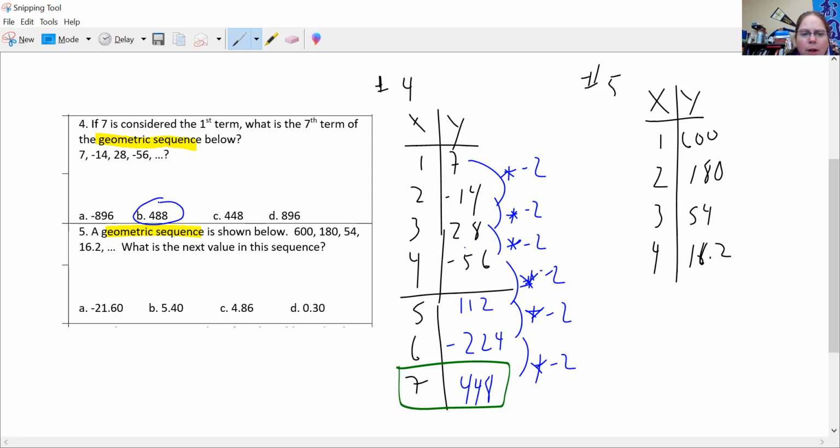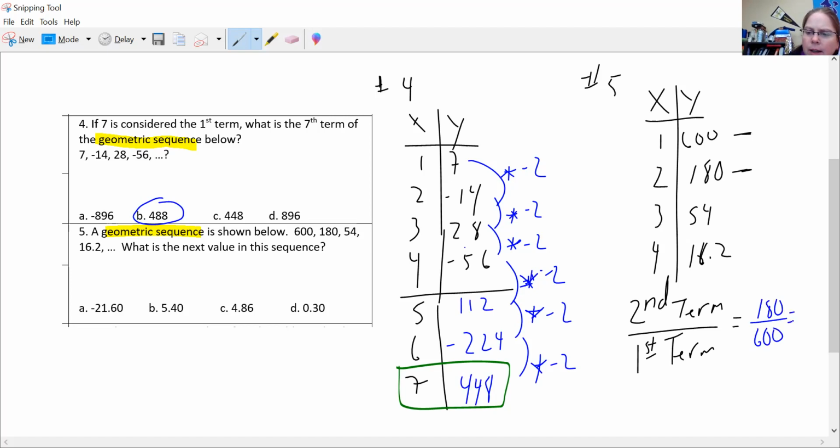For 5, they want to know what we actually multiplied by. So the quick way to do that is you take the second term and divide it by the first term. So I take this number divided by this number. So we have 180 divided by 600. If you put that in the calculator, you're going to get 0.3.